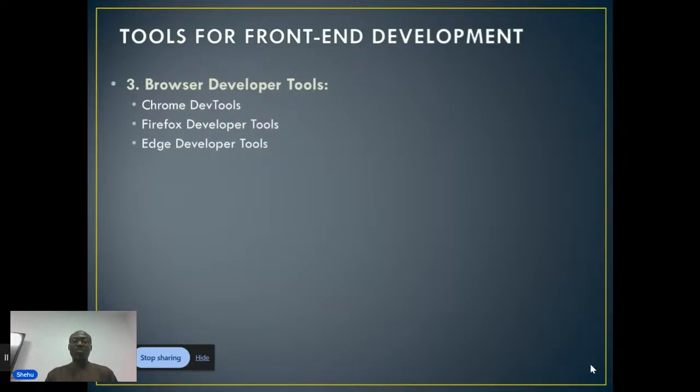So next we have the browser developer tools. The browsers are the end point where this front end system is going to run. So for your testing, when you're developing the system, you have to be testing it. For cross-platform seamlessness, you have to be testing on different browsers, like Chrome, Firefox, Edge, Opera, Safari, and all that. You can develop using any one, or you can test.